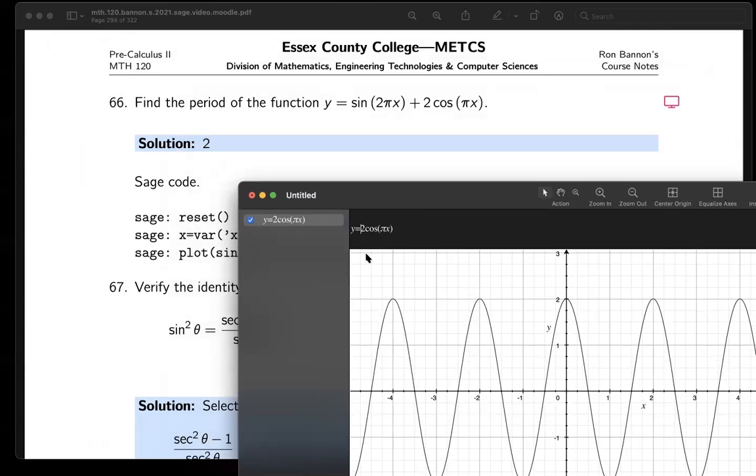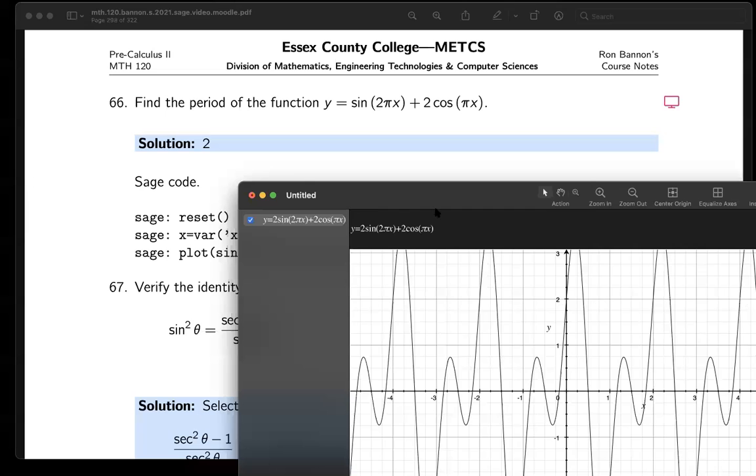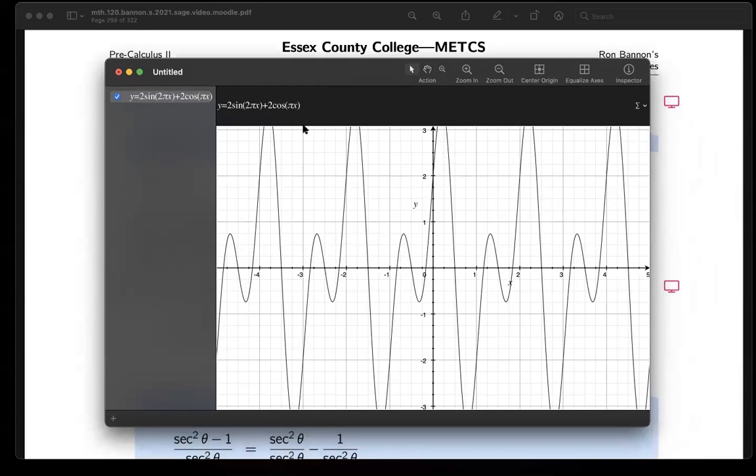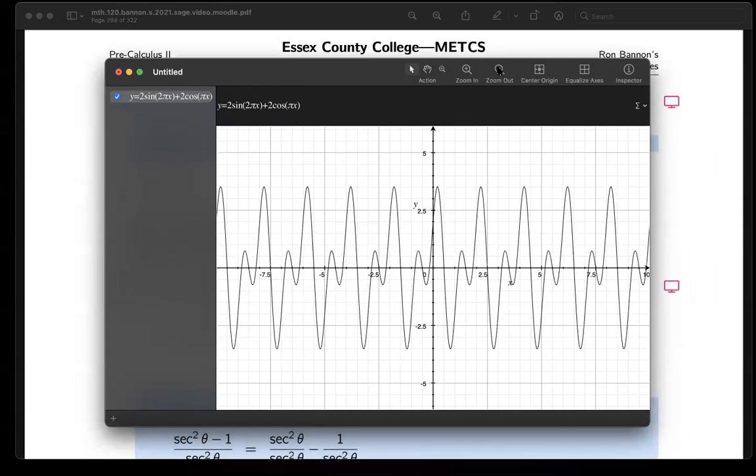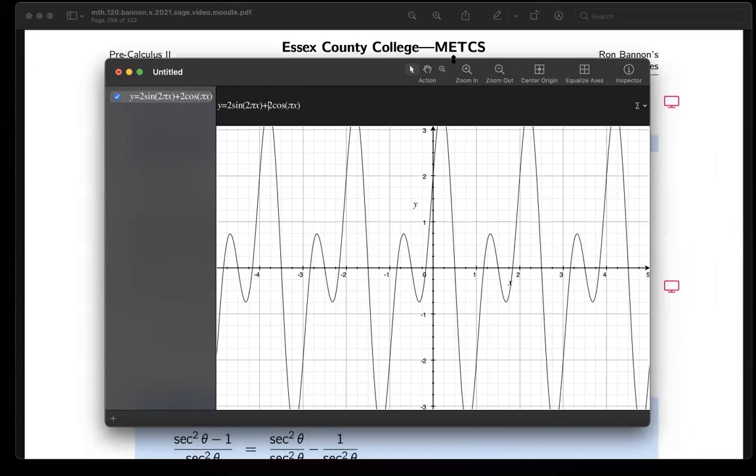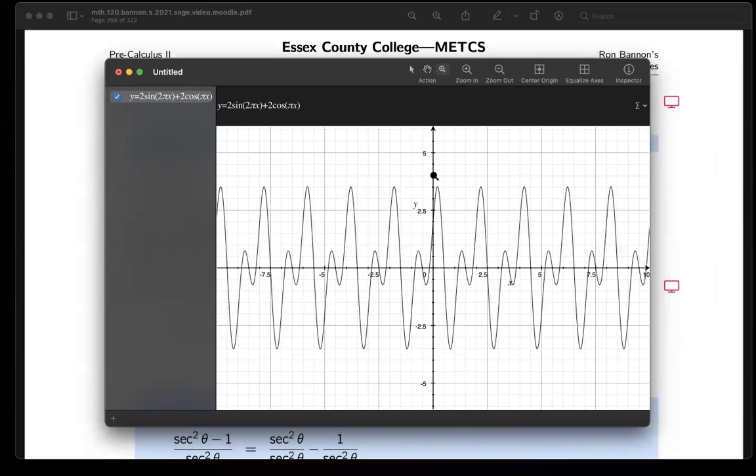All right. So 2 sine 2 pi x plus. Let's look at this. Zoom out a little bit. And I'm just going to zoom into a region that I think is going to show me, whoops, sorry about that. I'm going to be zooming into a region where I want to show you the period of it.